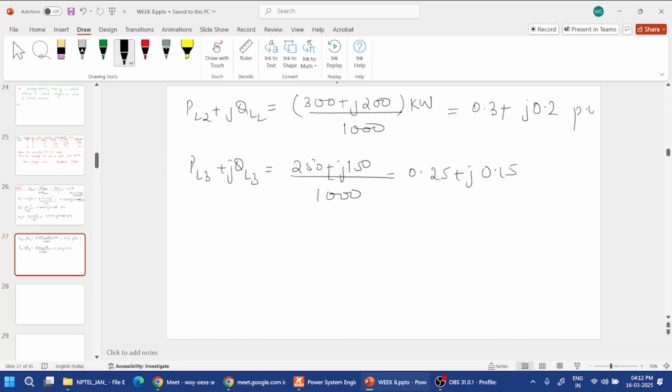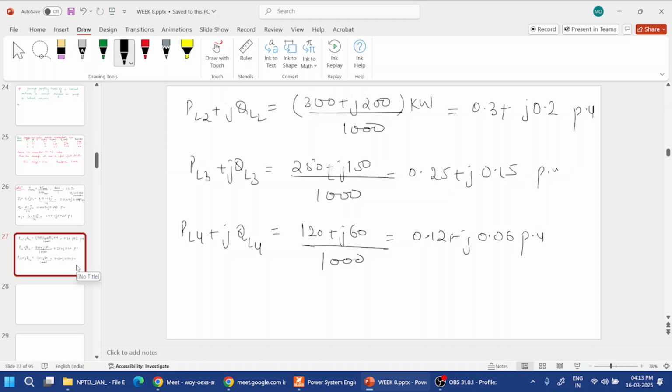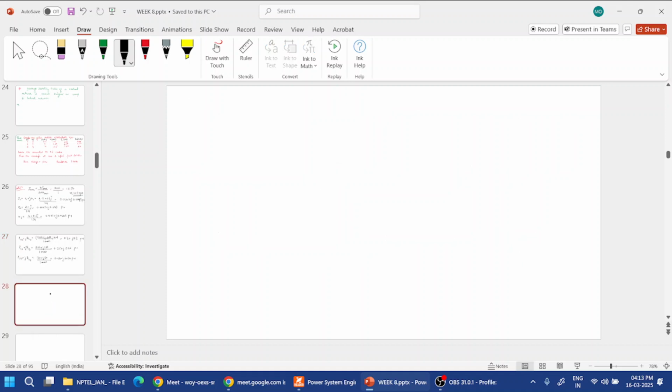These are all in per unit. PL4 plus jQL4 comes out to be 120 plus j60 divided by 1000, which is 0.12 plus j0.06 per unit. So we have successfully converted all those values into per unit values.